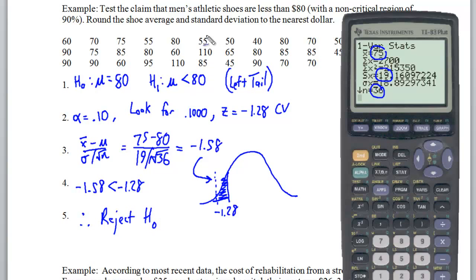So somebody said the claim that men's athletic shoes were less than $80. We can reject the idea that $80 is the average for men's shoes, and according to this set of data, for the men's athletic shoes, we can reject the null hypothesis and not reject the idea that mu is less than 80. All right, so let's move on to the next example.